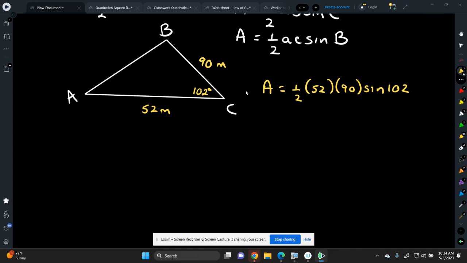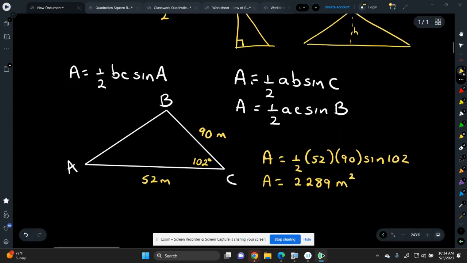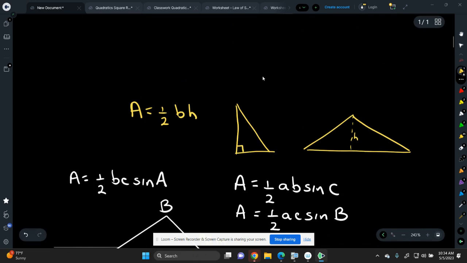Okay. Make sure you're in degree mode. And that comes out to 2,289. And this is in meters, so area is always squared, meters squared. Okay. So that's the next area formula. So now you know two of them.